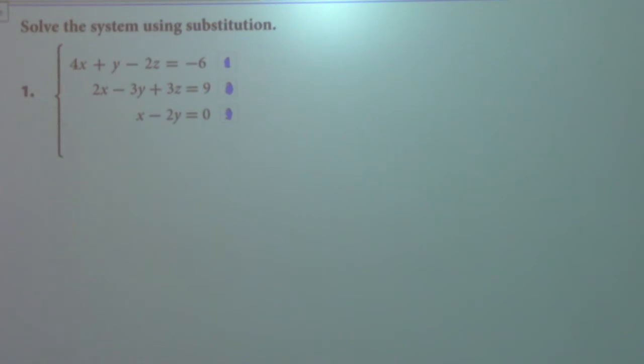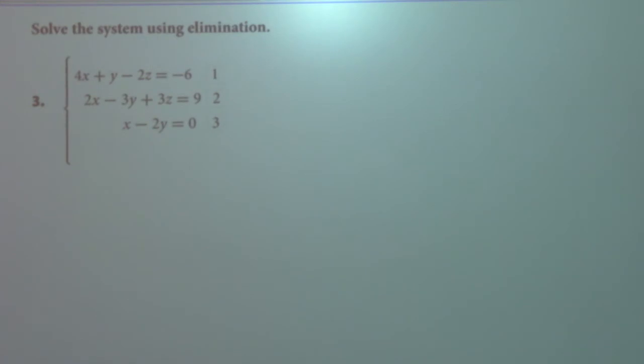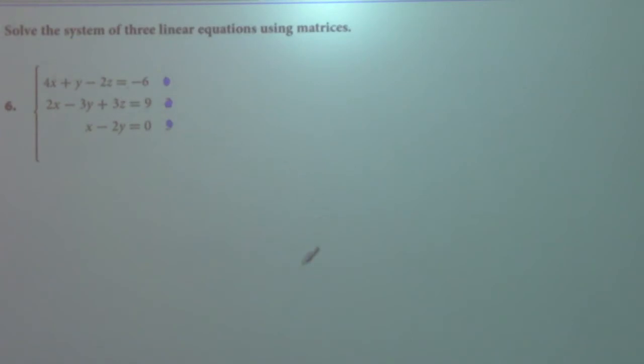So solve using substitution. If you look at problem 1 and 2, they're the same as 3 and 4. Do you see that? So they're the same problem, but just using a different way of solving. So we're going to skip over that and go straight to number 6, which is solve the system of 3 linear equations using matrices. And so I'm going to help you, or you're going to help me, set up a basic augmented matrix from which to solve this with your calculator. So what's going to go in our augmented matrix here?